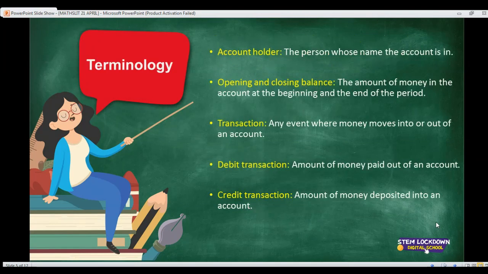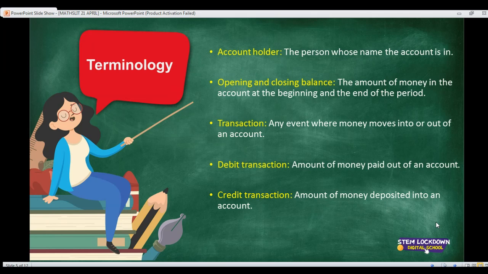Then the different terminologies you come across. There's an account holder. This is a person whose name the account is in. Opening and closing balance, the amount of money in the account at the beginning and the end of the period. So usually the most common period we'll use here, the one that would be recurring, would be a month.